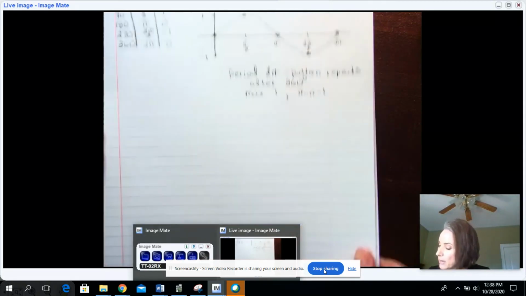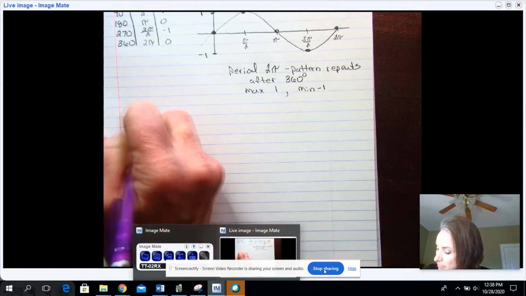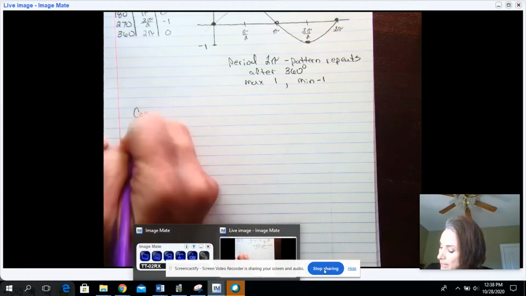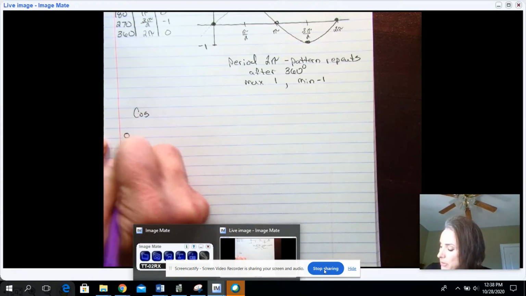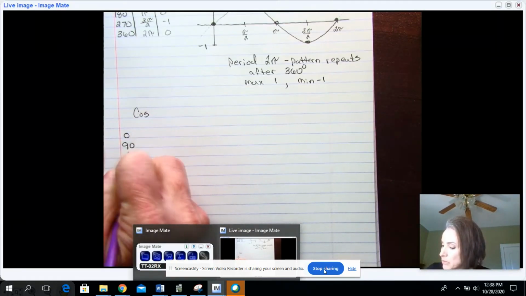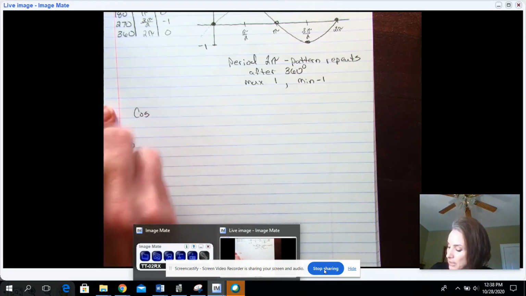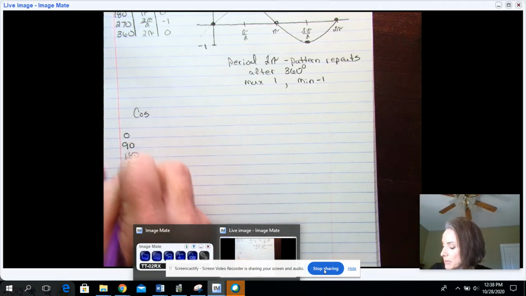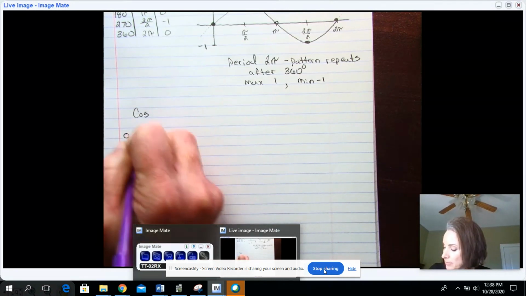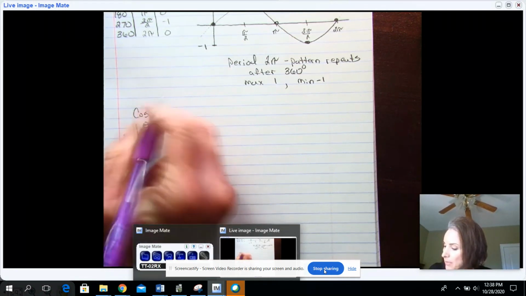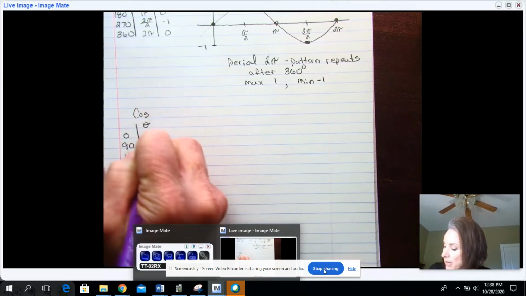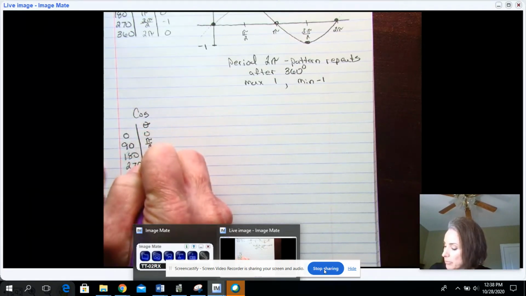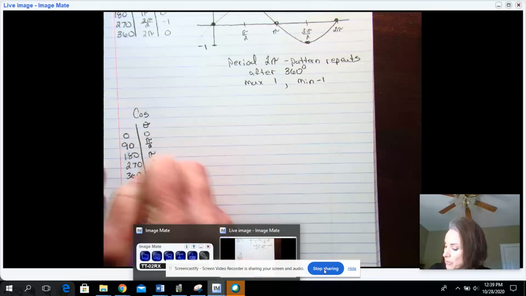So there's that one. Now we're going to do cosine. Again, you have 0. We're only going to be doing the main angles: 0, 90, 180, 270, and 360. That's going to be 0, pi over 2, pi, 3 pi over 2, and 2 pi.